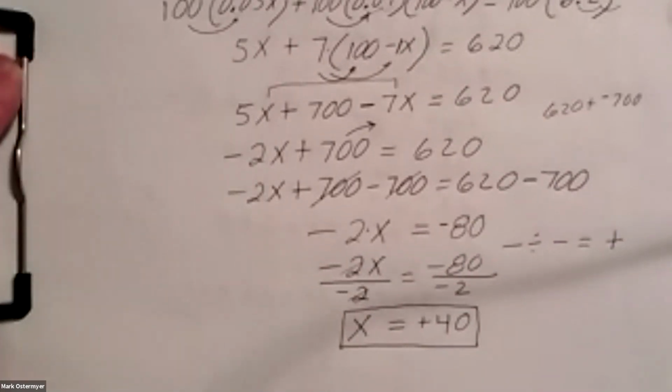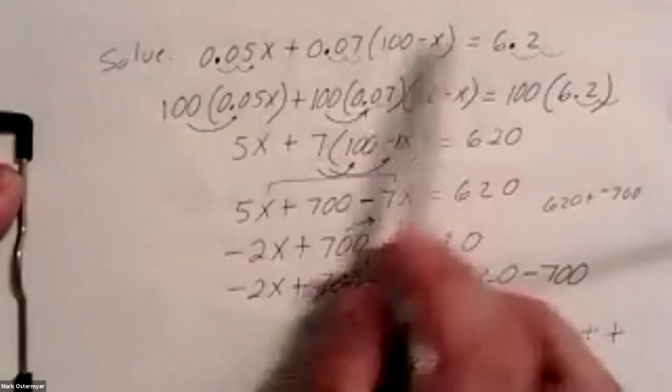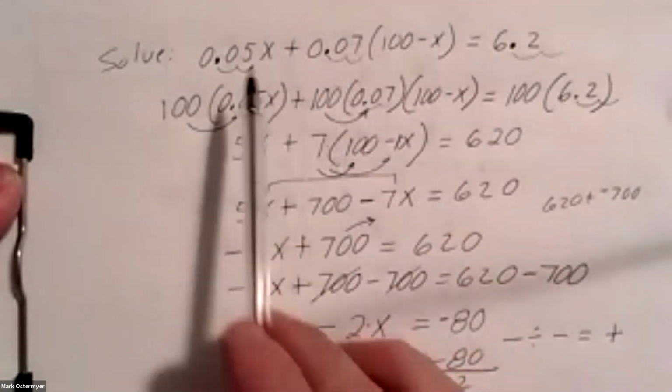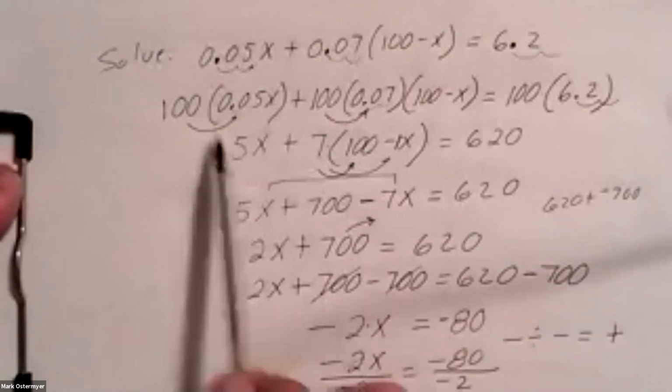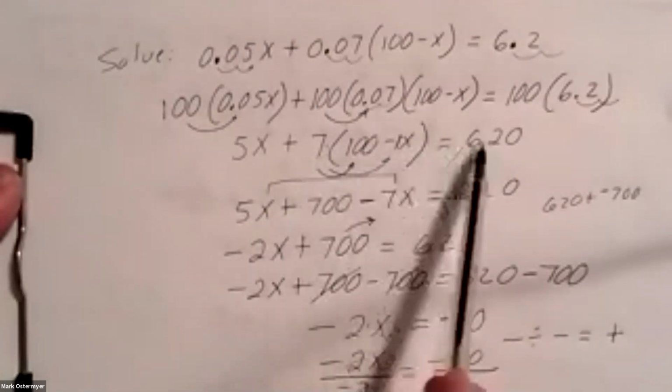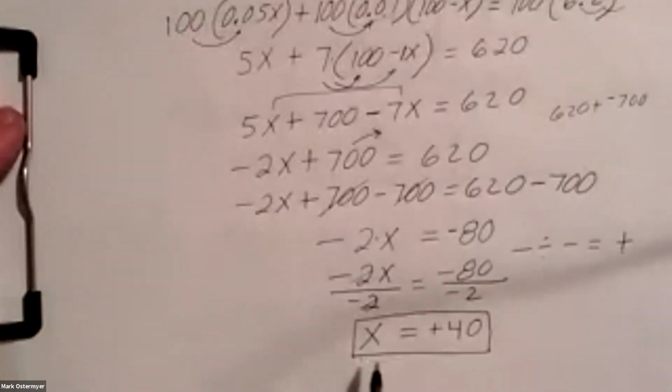So to recap, what did we do? Since our equation has a bunch of decimals in it, we decided to get rid of the decimals first. To do that, we had to multiply both sides of our equation by 100. By doing that, all the decimals became nice whole numbers. And then we just went from there. Okay. So that's a trick for knocking out fractions and decimals.